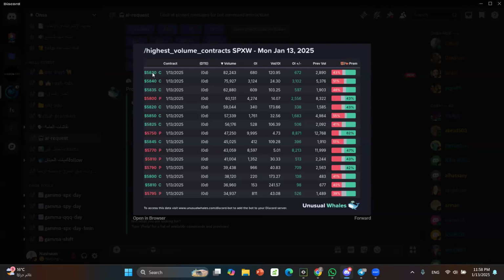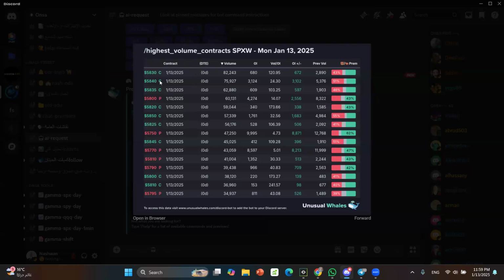For example, here with the zero DTE, they are selling calls. It means that they will not allow price to go above this level, because in the percentage it's red. It's 50%, 48%, 43%. It's more selling than buying calls. It gives you an idea that these players will not allow price to go above this level. It's showing 43% red, so doesn't that mean the majority is buying?